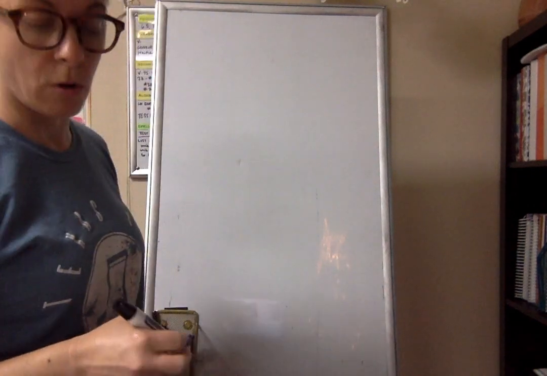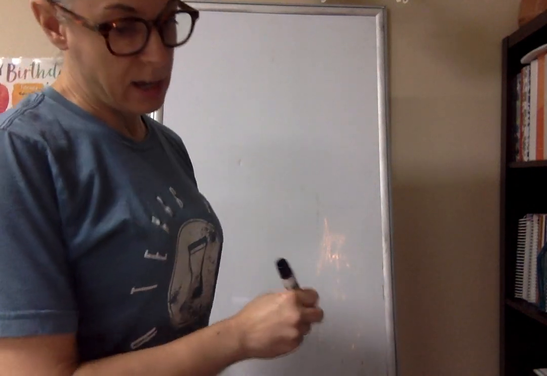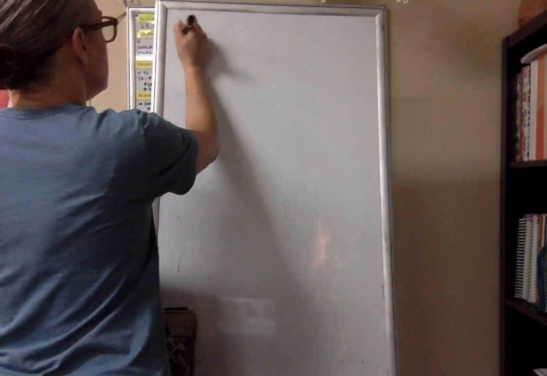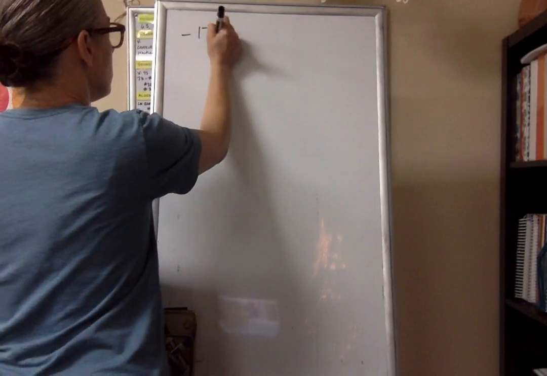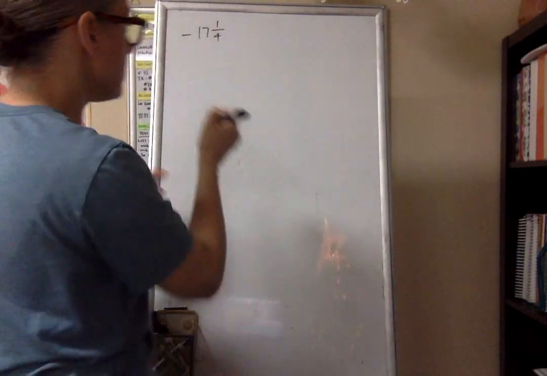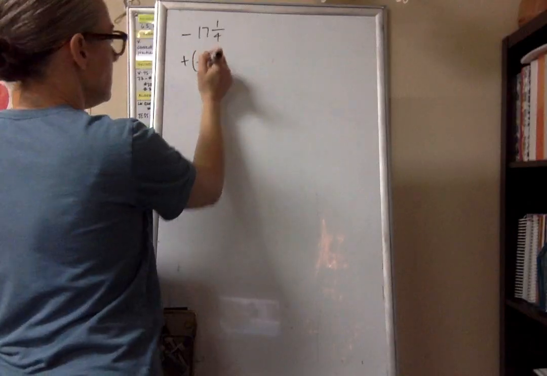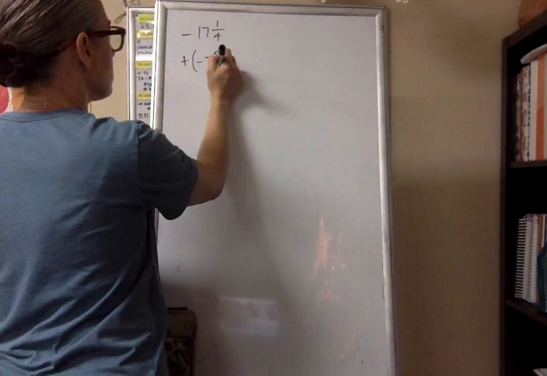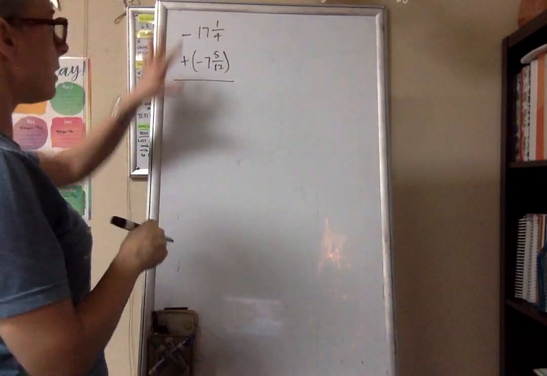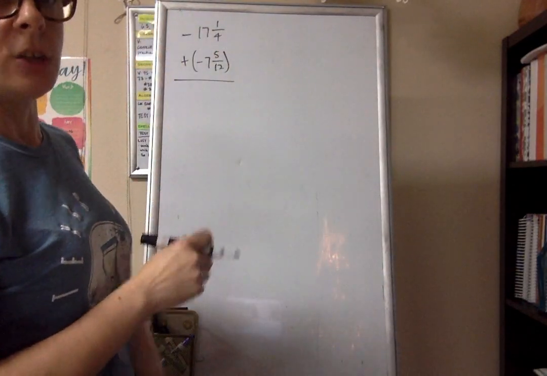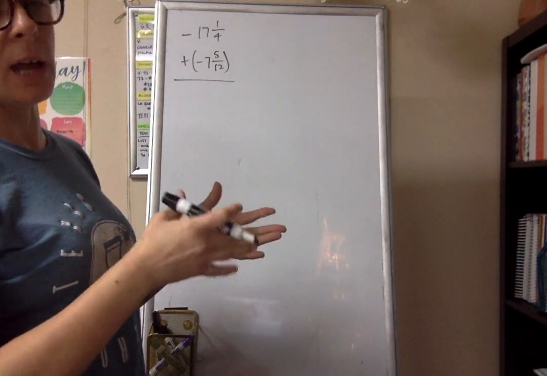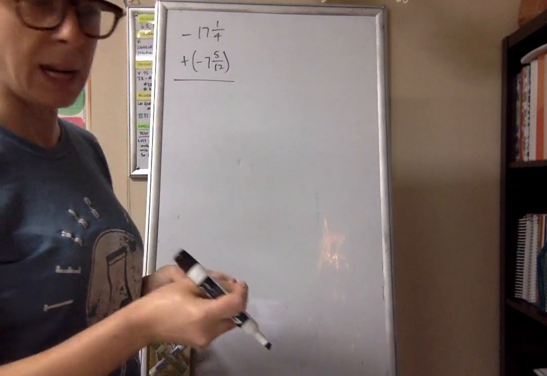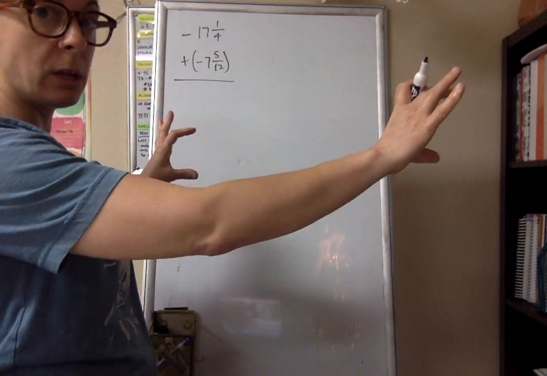All right, moving on to problem 20. In our chapter review, we have negative 17 and 1/4 plus negative 7 and 5/12. Now I've written it in the vertical format just in case we end up needing to borrow and all that when we're doing the renaming. It makes it a lot easier than if we've written it horizontal.